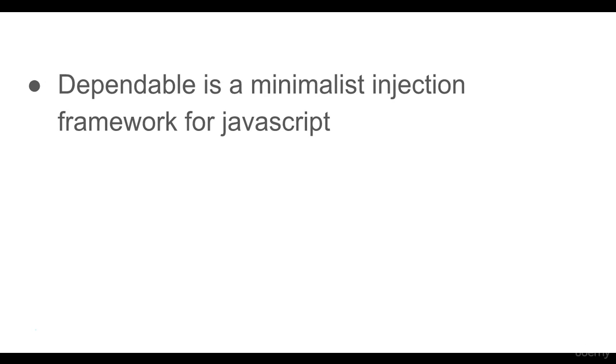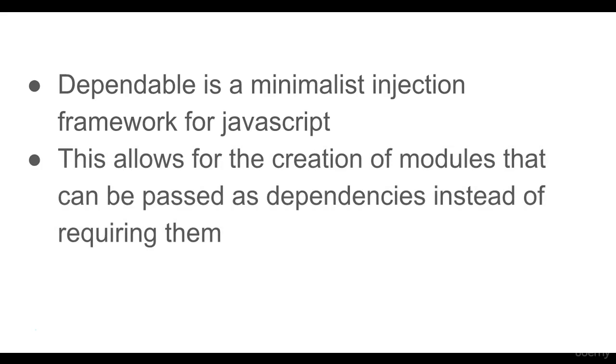Instead of us always requiring our modules all the time, wherever we want to use them in our project, we just register those modules as dependencies, then make use of an instance of each of those modules that we register. So this dependable module allows for the creation of modules that can be passed as dependencies instead of requiring them. All the modules that we are likely to use several times in our application, instead of always requiring them in every file where we want to make use of them, we register them as dependencies using this dependable module, then use an instance of that module that we create.